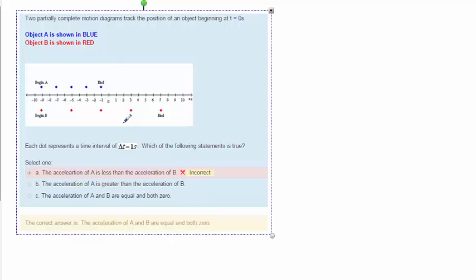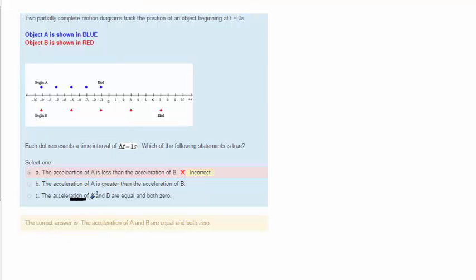How do I know that? Well, the spacing is the same. So it's covering the same distance in each interval of time. That means its velocity isn't changing. Well, if its velocity is not changing, then its acceleration is 0. The acceleration is what changes the velocity. No change, no acceleration. So once you realize that, it's obvious that the answer is C.